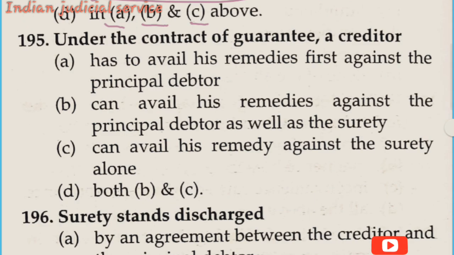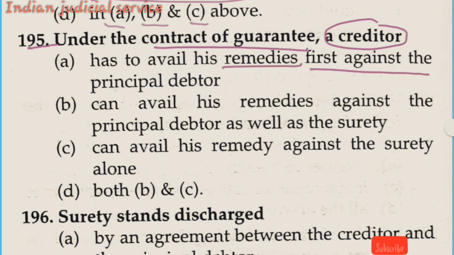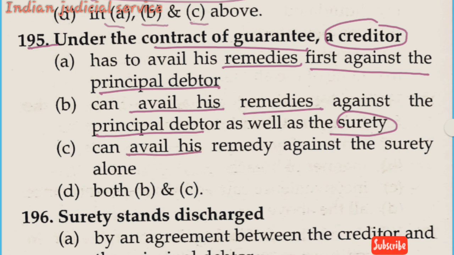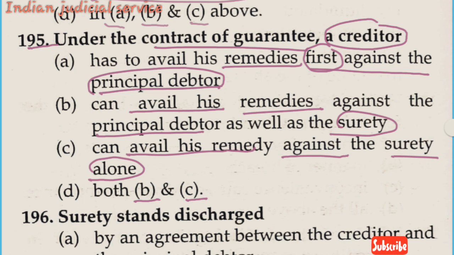Now question number 195. Under the Contract Act guarantee, a creditor: option A, has to avail his remedies first against the principal debtor; option B, can avail his remedy against the principal debtor as well as the surety; option C, can avail his remedy against the surety alone; and option D, both B and C. So it is clear here, in a contract of guarantee, a creditor has to avail his remedy first against the principal debtor, and if the principal debtor fails to pay or perform his contract, then the liability of the surety arises. So the answer of this question is option A.